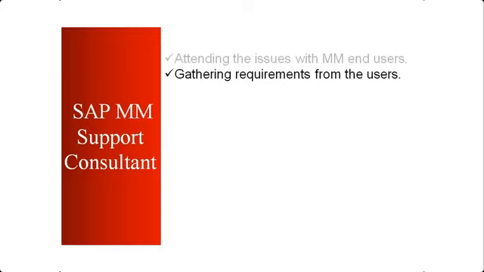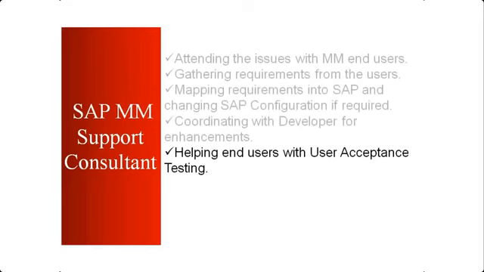Helping end users with user acceptance testing. Once you have made some changes, or the developer has made some changes to the system, I'm talking about the config and all that, then the business will need to test those changes. So we will help the end users, what we call UAT, user acceptance testing. You will be helping the end users to test the changes and make sure they're working the way they should be working.